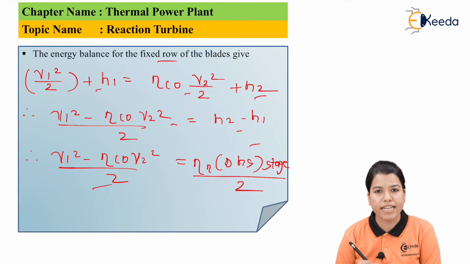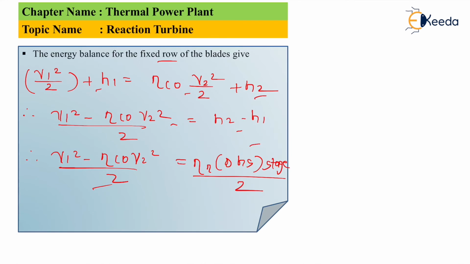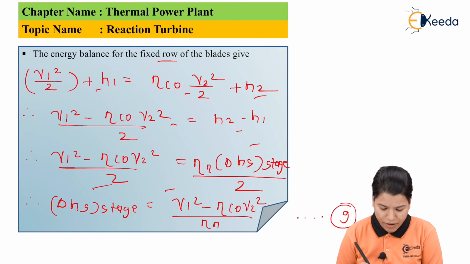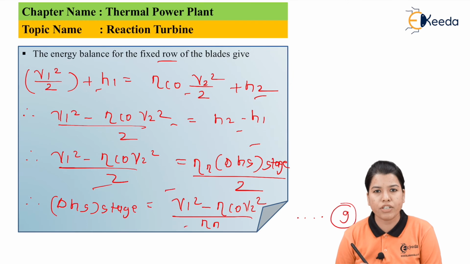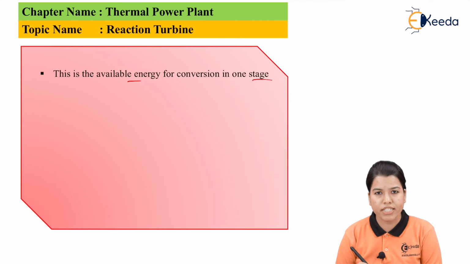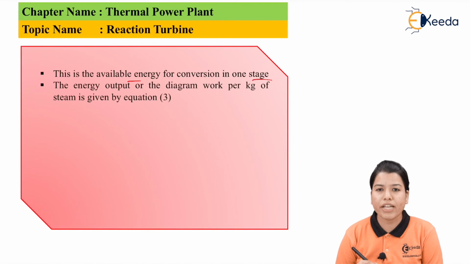So the value of delta HS stage can be written as delta HS stage is equal to V1 square minus efficiency CO V2 square divided by efficiency N, which is equation number 9. So we can say that this is the available energy for the conversion in one stage. Now the energy output or the diagram work per kg of the steam is given by equation number 3.